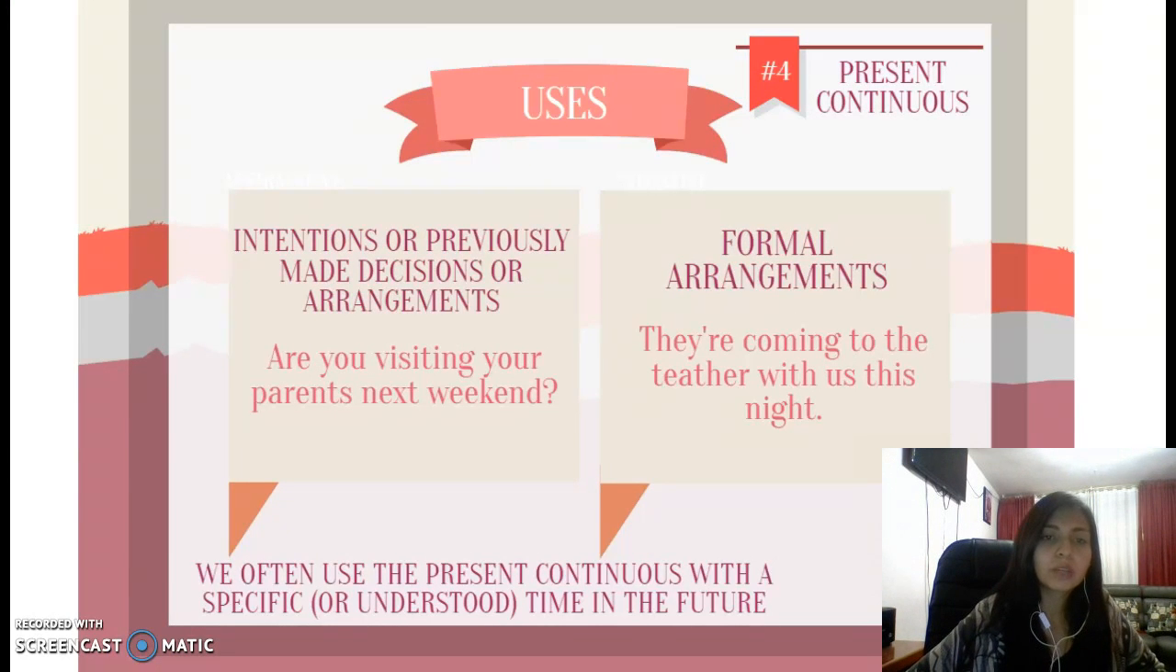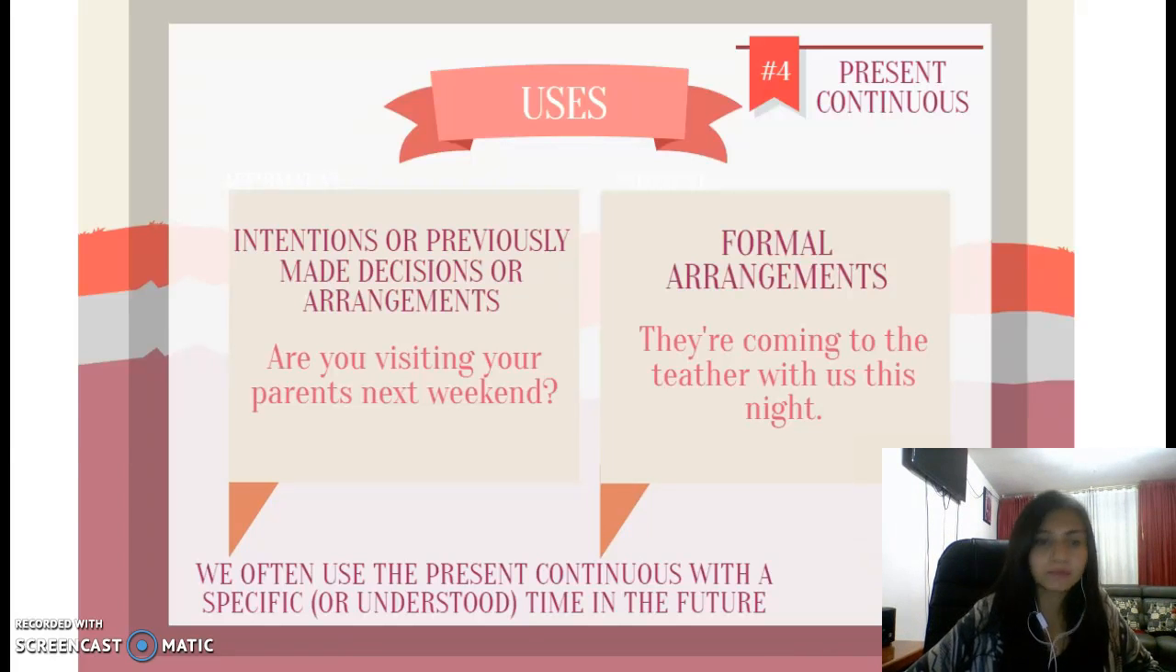Okay, the uses of the present continuous to talk about the future. We use it to talk about intentions or previously made decisions or arrangements. For example, are you visiting your parents next weekend? I don't know, but it's something that you have planned. And we use it to talk about formal arrangements. They are coming to the theater with us this night. I think that you don't know what an arrangement is, so an arrangement is a plan.